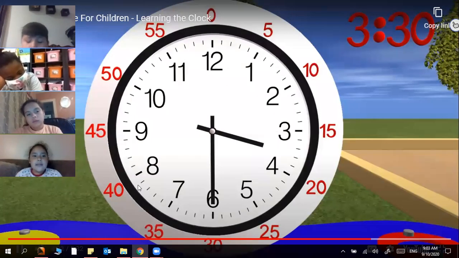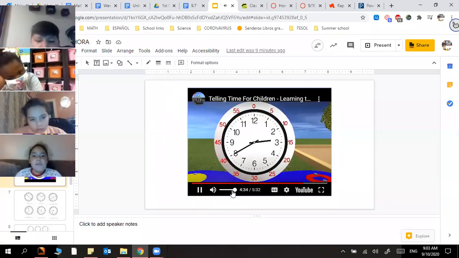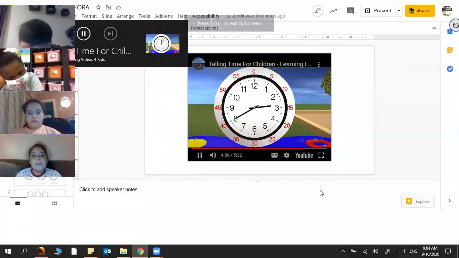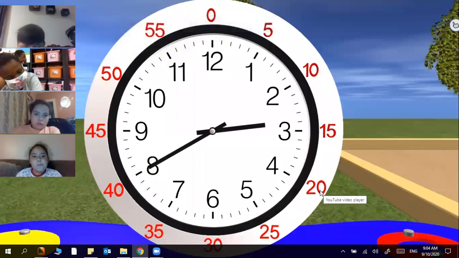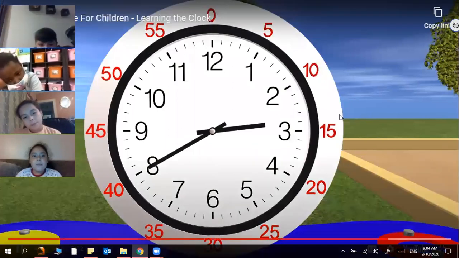Let's do one last one. Can you help me out on this one? Great. Okay, you caught me sleeping earlier because my bedtime is 8 o'clock at night. When I saw the big hand pointing to the 8, I thought it was my bedtime.